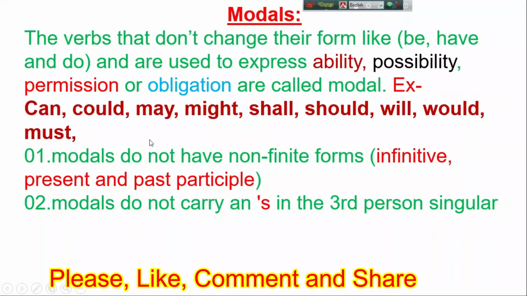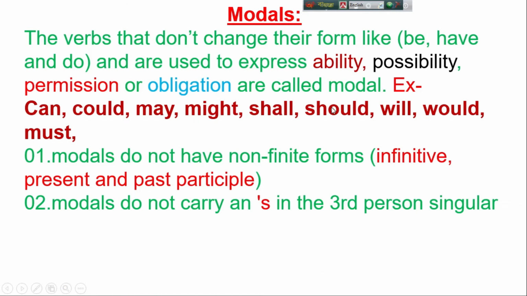Modal auxiliary verbs. Modal auxiliary verbs, the verbs that don't change their form, like be verb, have verb, and do verb, and are used to express ability, possibility, permission, obligation, or suggestions, are called modal auxiliary verbs. For example, can, could, may, might, shall, should, will, would, must are the modal auxiliary verbs.